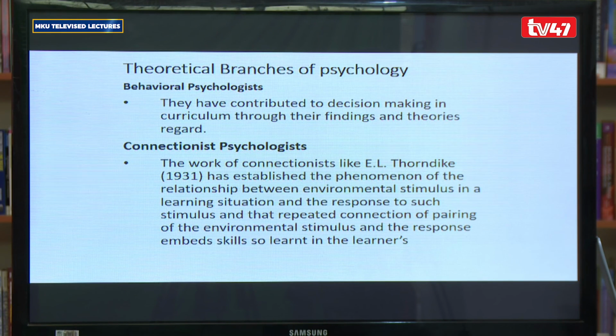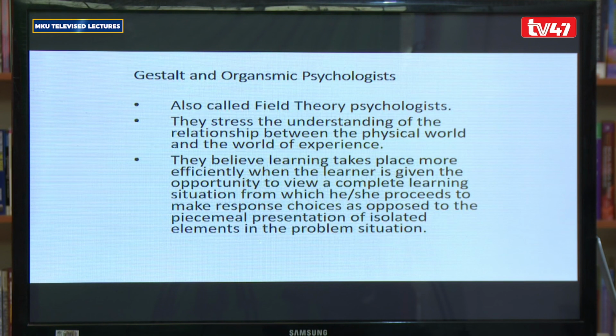We have the connectionist psychologists, people like Thorndike. In 1931, they established that there is a relationship between the environment, the stimulus, and the response that is given, and therefore the learner's response to the knowledge that is given will be determined by how that knowledge is given to the learner. We also have Gestalt and organismic psychologists.